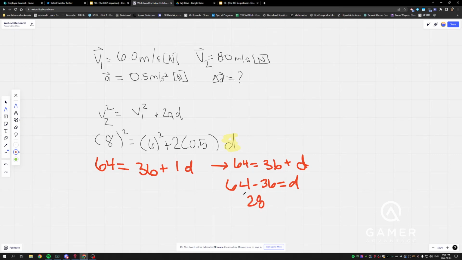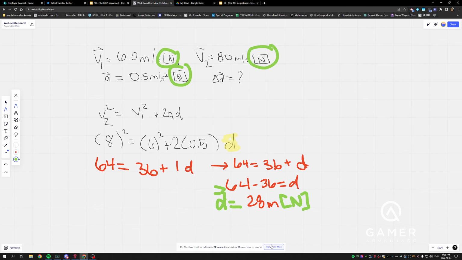And I'm just going to double check what my units should be. Taking a quick look back up at the question here, I have meters per second and meters per second squared. I know I'm looking for displacement, which is usually a distance, so I know it's going to be meters. And I'm double checking here, I notice that everything is in the north direction. So my displacement here is going to be 28 meters north.